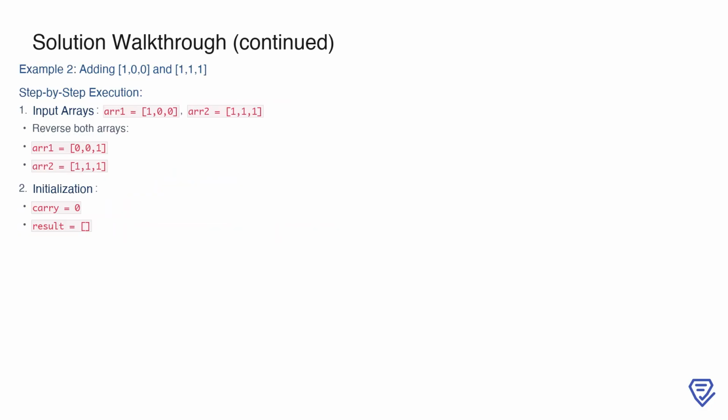Let's work through a second example to reinforce the process. The input arrays are ARR1 equals 100 and ARR2 equals 111. Reversing them gives ARR1 equals 001 and ARR2 equals 111. We initialize carry as 0 and an empty result array. Now, we are ready to add the digits step by step.